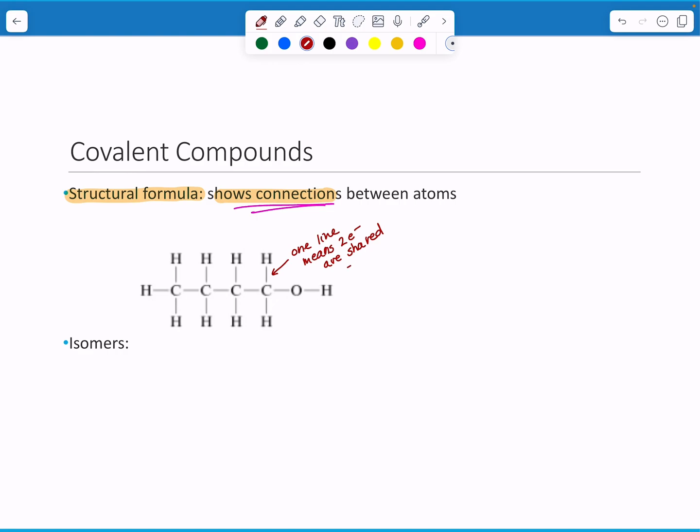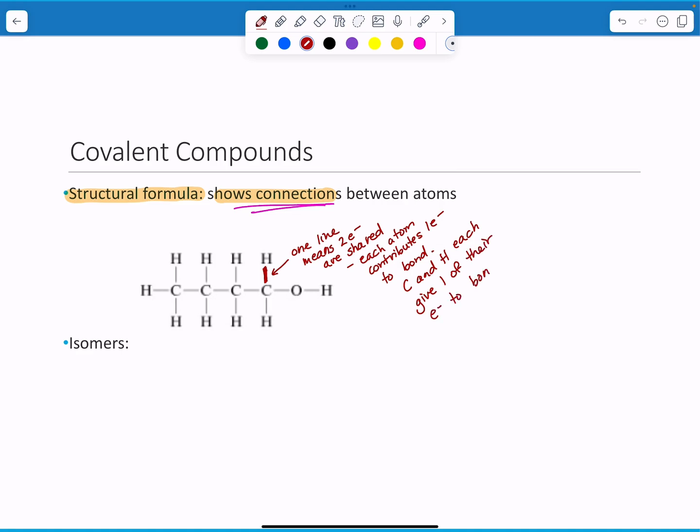So each atom contributes 1 electron to the bond. Okay, so in this example right here, this bond that I'm coloring in right here, that means carbon and hydrogen each give 1 of their electrons to the bond. Okay, so that's what 1 line means.